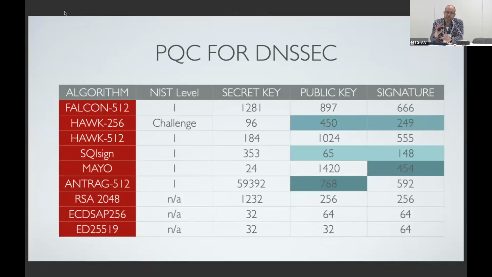So these are the basic sizes. I marked the ones that are small enough to actually fit into DNSSEC quite well. SQIsign is the smallest of them all, but it also doesn't have all the properties we need. Hawk 256 has been introduced by the paper, but it's on the challenge level. So it's not even on NIST level 1, it's smaller than that, but the authors asked the cryptanalysts to break the algorithm on this level as well.